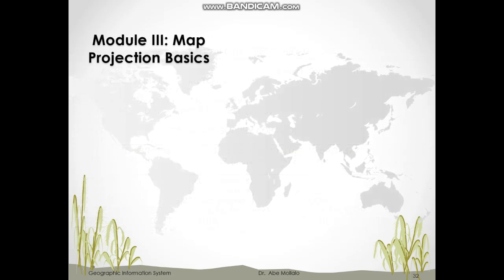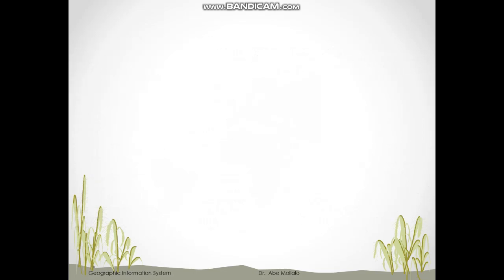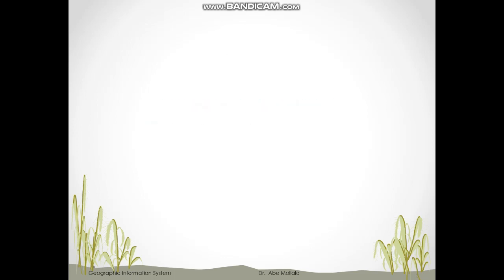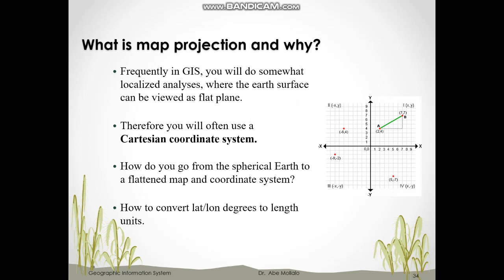So now let's talk about map projection. The first question is why we need map projection, why it is necessary. In many projects, when you do GIS analysis, you only focus on a specific small area, such as a city or a community or a couple of states. So you can see the Earth's surface as a flat plane. So you can disregard the curvature of the Earth if your study area is small. That's why we may want to use a 2D Cartesian coordinate system rather than a 3D geographic coordinate system.